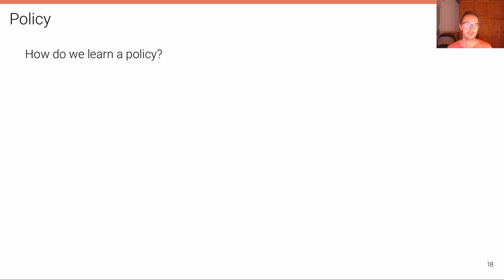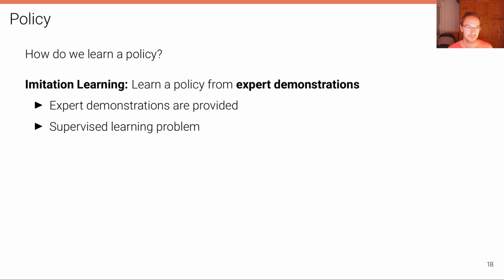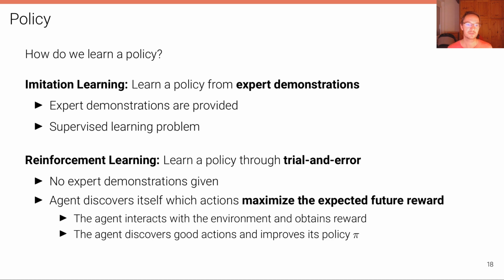Now, how can we learn a policy? We've seen already one way to do so. It's called imitation learning. We learn a policy directly using supervised learning from expert demonstrations. In reinforcement learning, however, we assume that there are no expert demonstrations given, and instead we learn a policy through trial and error. The agent discovers itself which actions maximize the expected future reward. That's the quantity we want to maximize. In expectation, how much reward we get in the future. We want to take the action that maximizes this.